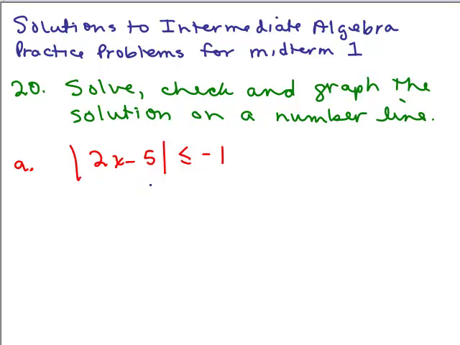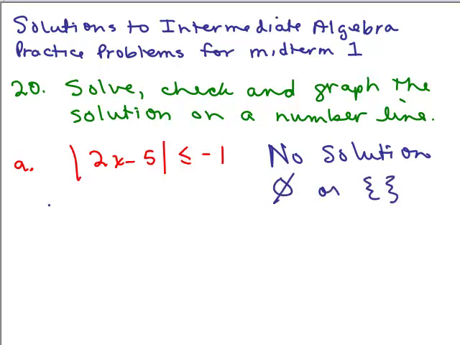Remember that the absolute value of anything is always greater than or equal to 0, so it will never be less than negative 1. So this is simply no solution. You stop right there. You could put that or this. And that's because absolute value is always greater than or equal to 0. All right, so let's go on to B.